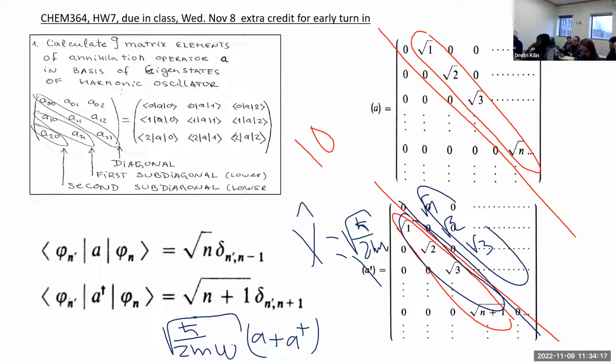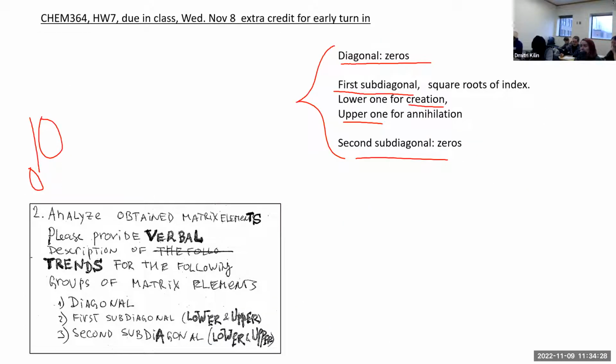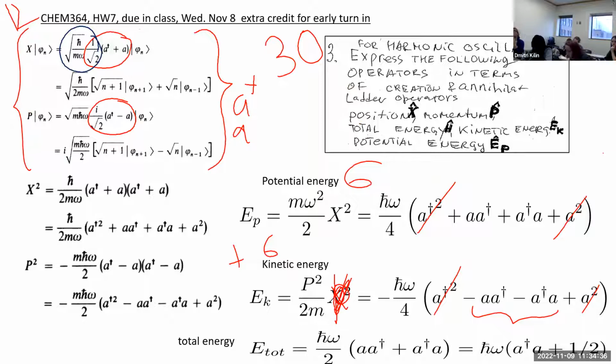If you see some errors, but if someone puts the correct factor upfront, give additional credit. Analyze obtained matrix elements, please provide verbal. Oh, okay, it is what I discussed. Yeah. Also 10.